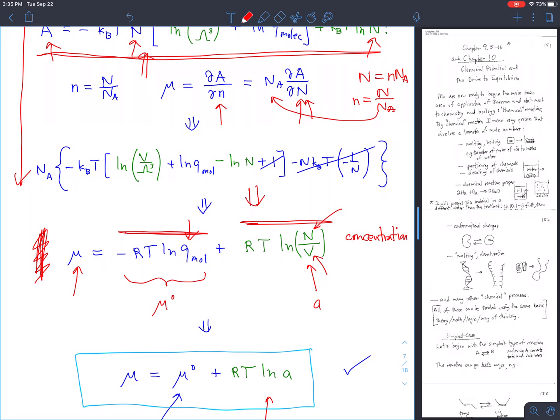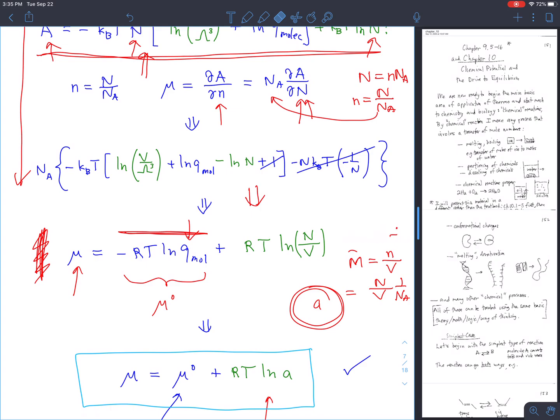right? Molar concentration, for example, is number of moles per unit volume, but that's just equal to the number of molecules per unit volume times 1 over Avogadro's number. So it's proportional. Molar concentration is proportional to this quantity that's appearing here. And so this quantity right here is also proportional to the activity for the molecules in question.